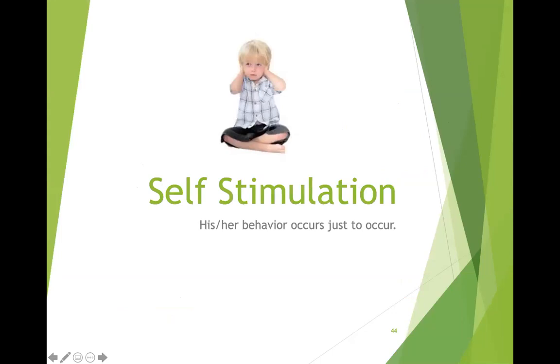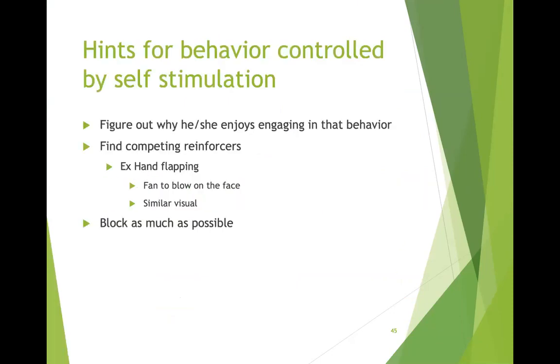All right, and then we are going to look at self-stimulation. So this is when a behavior is occurring just to occur. So some hints for behavior controlled by self-stimulation. It's really important to figure out why that child enjoys engaging in that behavior and finding a competing reinforcer.